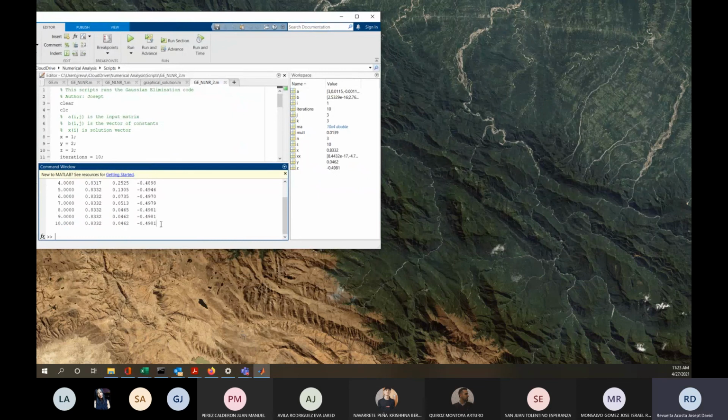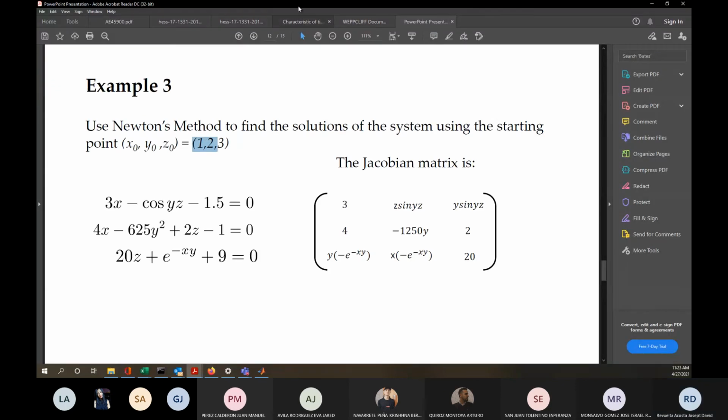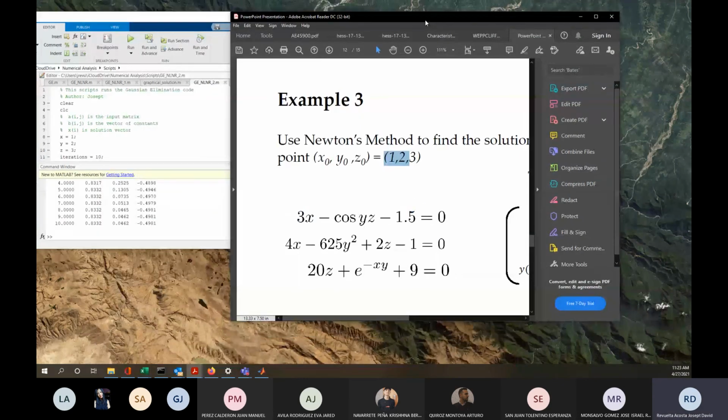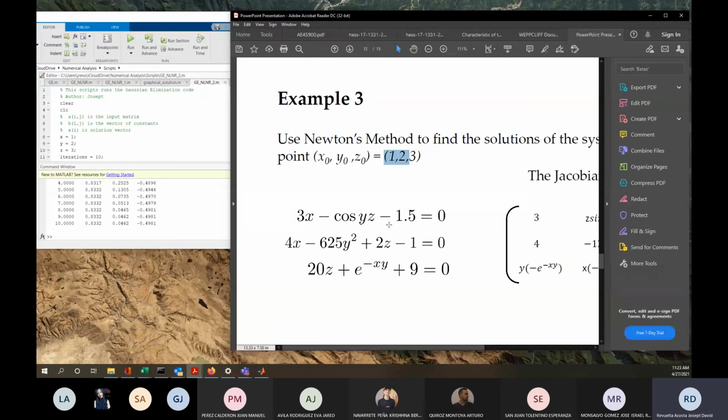Por favor, sustituyen estos tres valores de X, Y y Z en las ecuaciones. En estas ecuaciones, las iniciales. Este es X es igual a 0.8332, Y es igual a 0.0462 y Z es igual a menos 49.81.